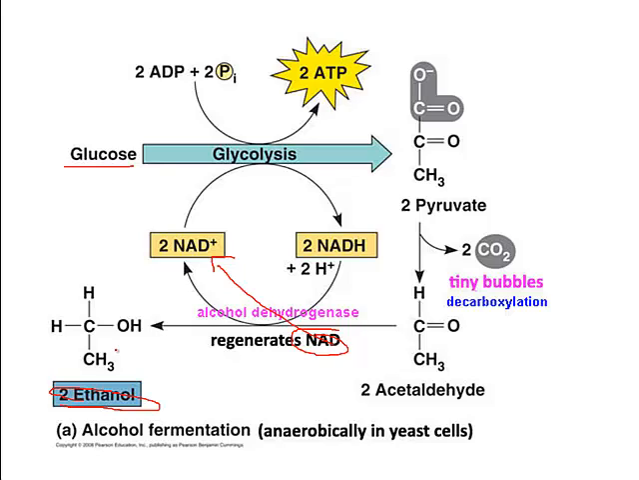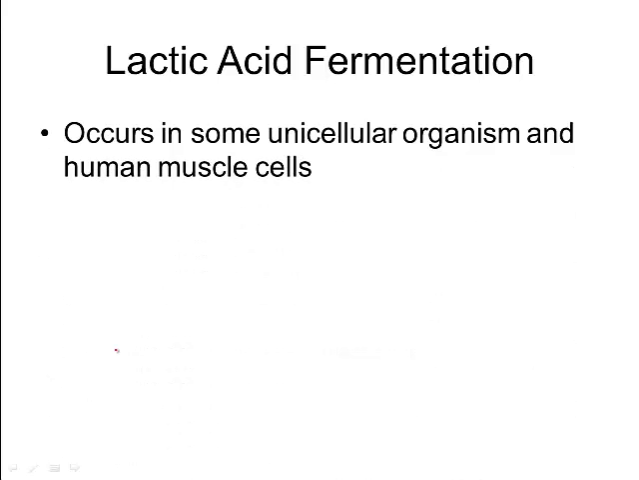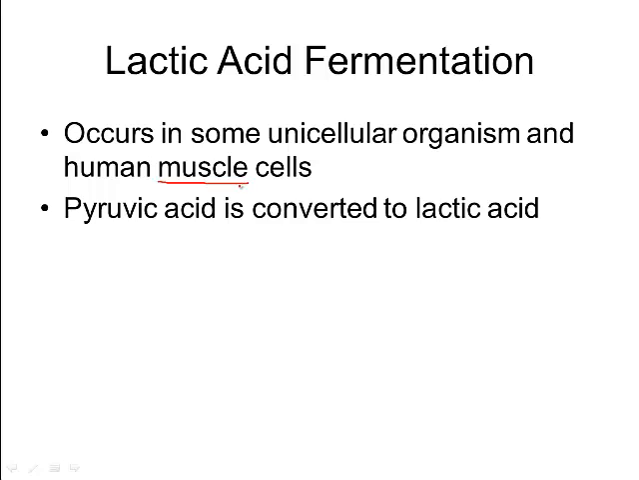We, in our own bodies, actually also have a way of doing fermentation. It's called lactic acid fermentation. And if you've ever had sore muscles, you have experienced lactic acid fermentation. This occurs in some unicellular organisms like bacteria and also in our human muscle cells. In this case, the pyruvic acid that is made from breaking down that glucose is going to be converted into a chemical called lactic acid.